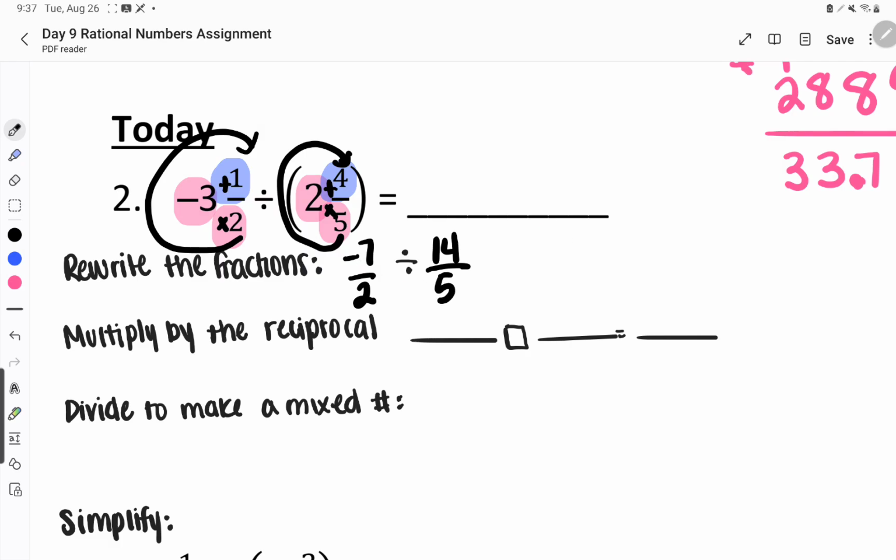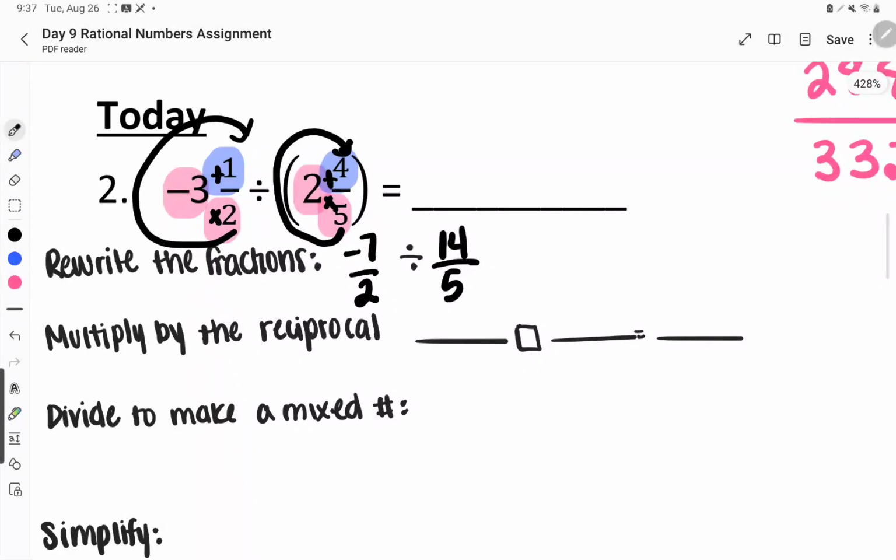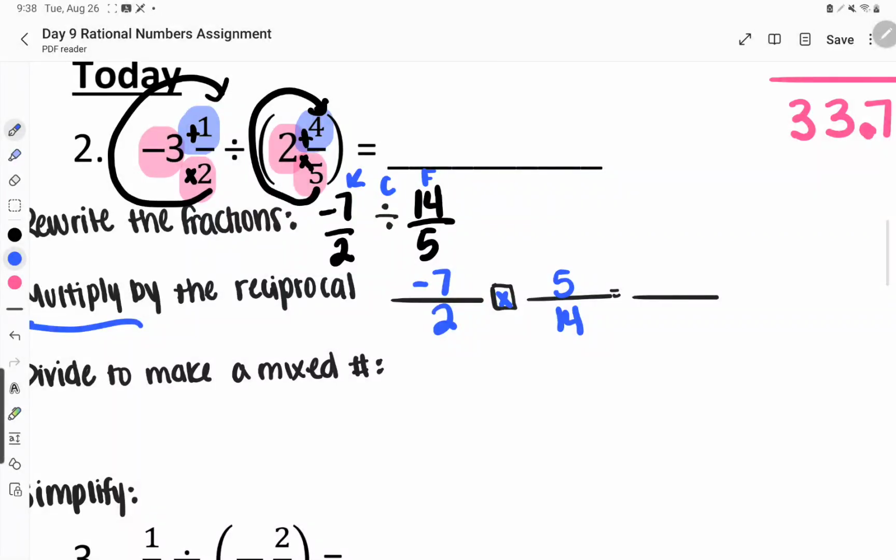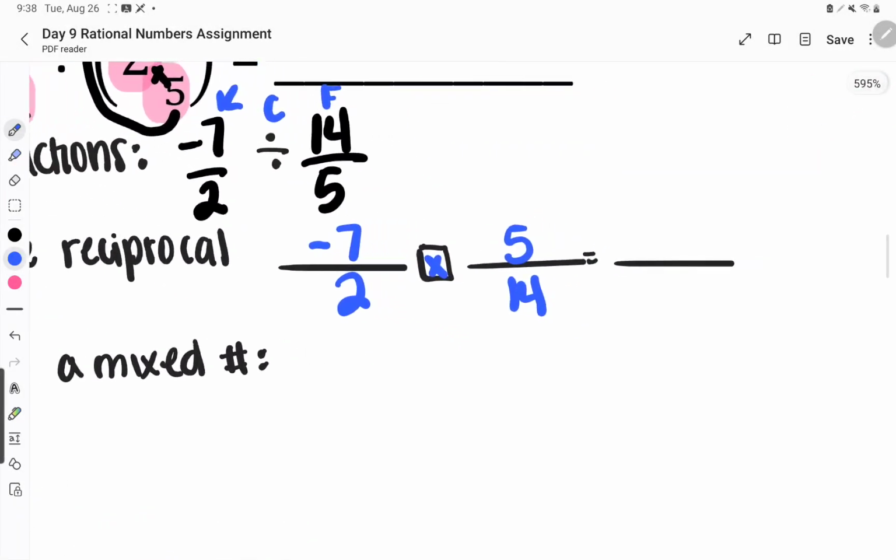Now remember, we don't divide fractions. We're just not able to do that. So what we're going to do is multiply by the reciprocal. Another name for multiplying by the reciprocal is keep, change, and flip. So we're going to keep negative 7 over 2. We're going to change the division to multiplication. So that's where the multiply comes from, and multiply by the reciprocal. And then we'll flip 14 over 5. 14 over 5 gives me 5 over 14 because the reciprocal is flipping, okay?